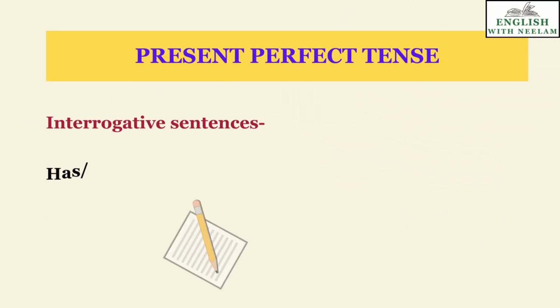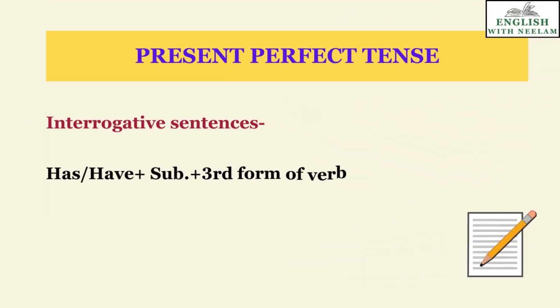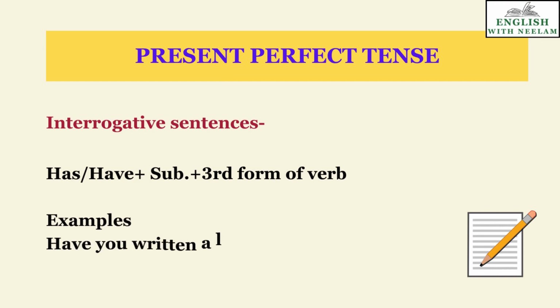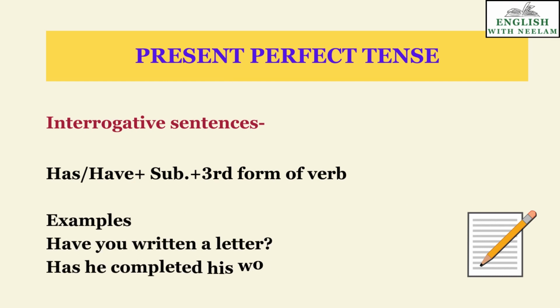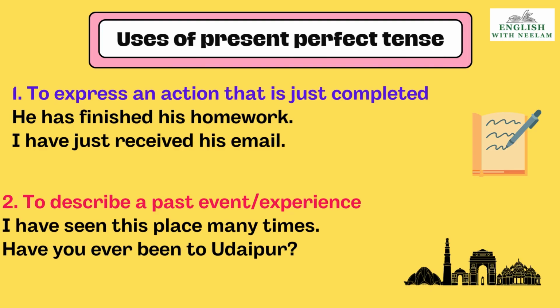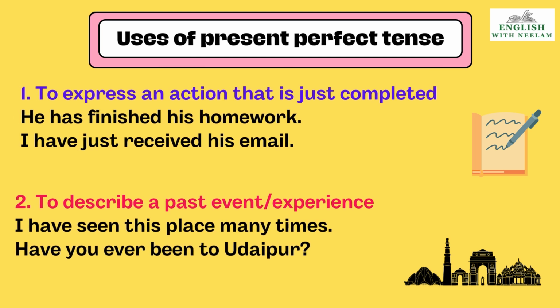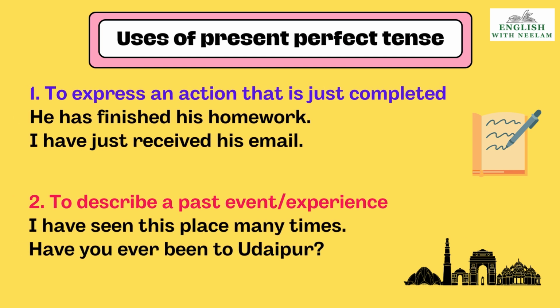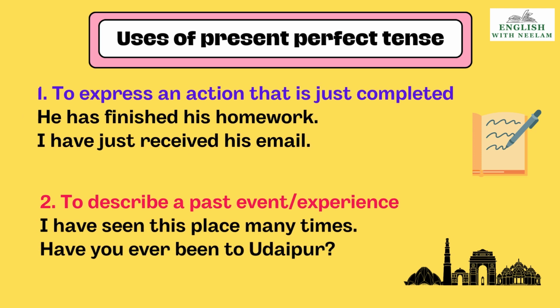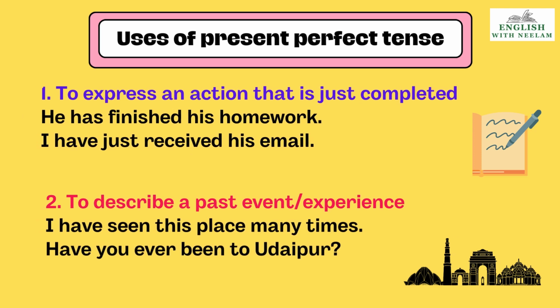Now we come to interrogative sentences. Has, have will come in the beginning plus subject plus third form of verb, that is past participle. Have you written a letter? Has he completed his work? Now children, we come to the uses of present perfect tense. First is to express an action that is just completed. He has finished his homework, just completed his homework. I have just received his email.